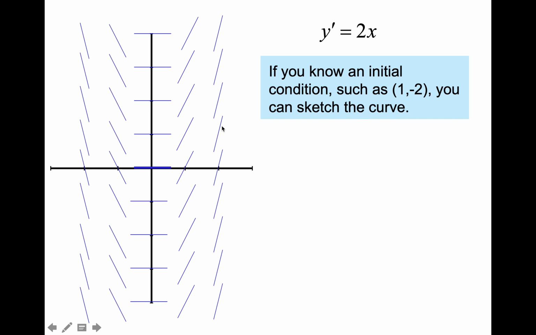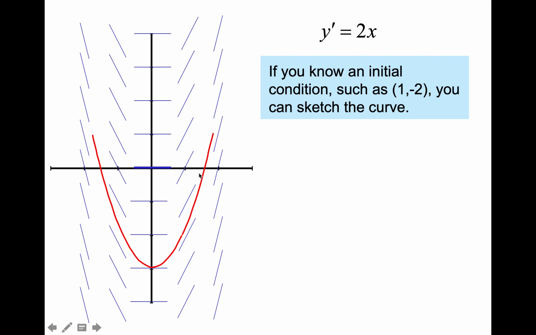So if you're given a condition such as the point (1, -2) as an initial value, you would find the point (1, -2), which would be about right here. So you would have a point about at that spot. And then from that spot, just follow the pattern, follow the curve. And here you get a picture of this parabola that would satisfy this initial condition.